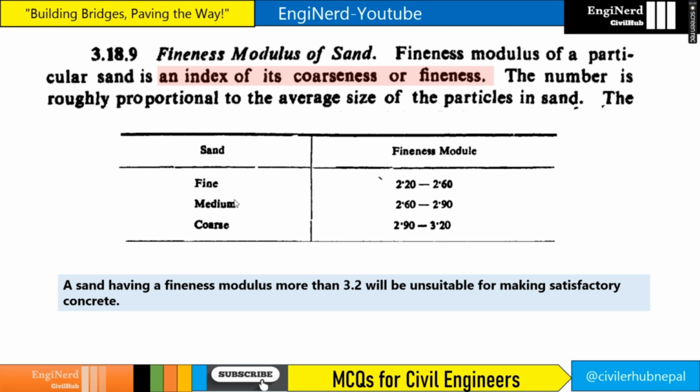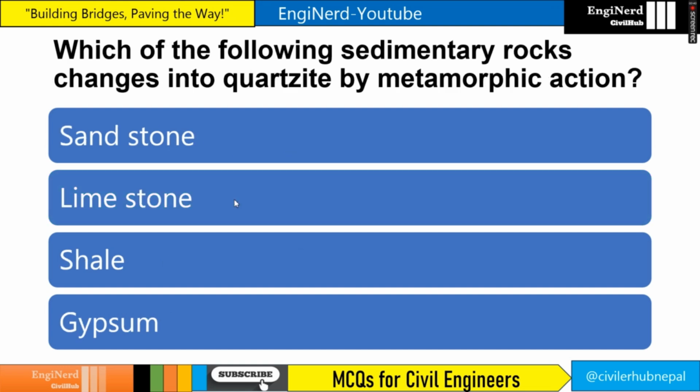If you see in the fineness modulus of the sand, they are categorized into three categories, and the first one is fine 2.2 to 2.6, medium 2.6 to 2.9, and coarse 2.9 to 3.2. These are important. And another thing is the sand having a fineness modulus more than 3.2 will be unsuitable for making satisfactory concrete, which is also important. So answer is fineness modulus.